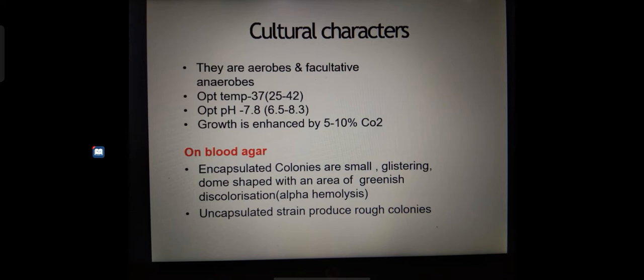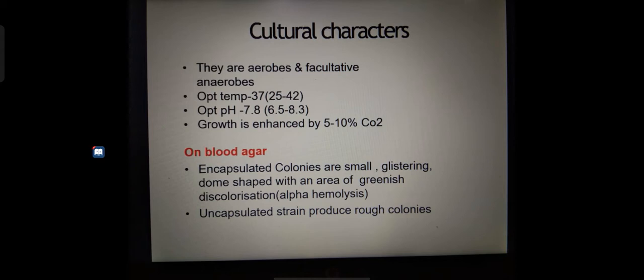If I give you a trick for remembering the morphology and cultural characteristics of all bacteria, we have to discuss the morphology of the bacteria, like whether it is gram positive or gram negative, whether it is cocci shaped or rod shaped, or its size, and like that we discuss in morphology. And in cultural characteristics, we first have to know whether it is an aerobe and facultative anaerobe or anaerobe only. Then in all bacteria you can see that optimum temperature is 37 only, and the optimum pH is 7.8 to 9.2 or so. Okay, in all bacteria it is the same, and growth is enhanced by 5 to 10% CO2. Two or three bacteria, like Streptococcus pyogenes, are also the same. In 5 to 10% CO2 they will produce more efficient results.